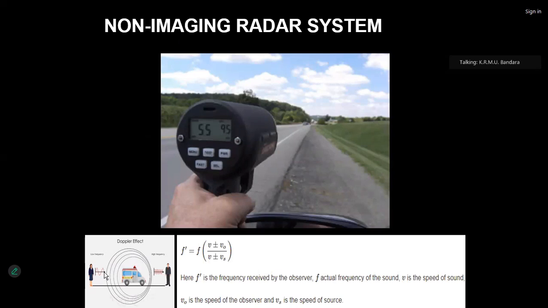Then you can find out, if the vehicle is going closer to this one, the frequency is high. For this person, the frequency is getting low. When the frequency is getting low, this will be the minus. When the frequency is getting high, this will be the plus. By using this equation, you can find out the frequency that this person hears when the vehicle has the siren here. This is the Doppler method we are going to apply for the non-imaging radar system.